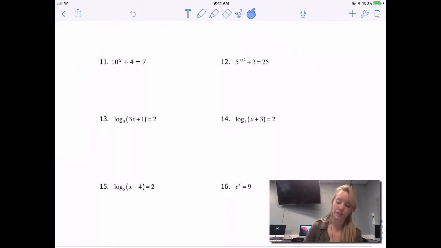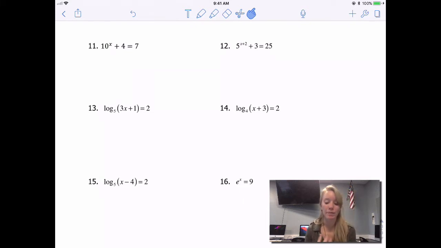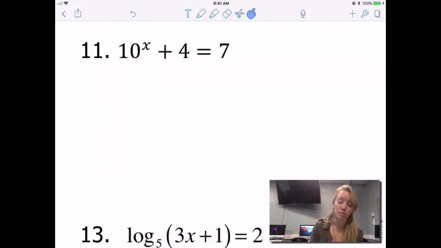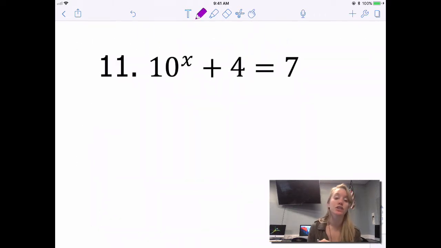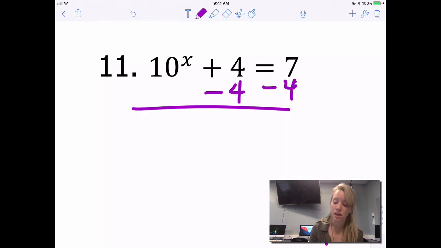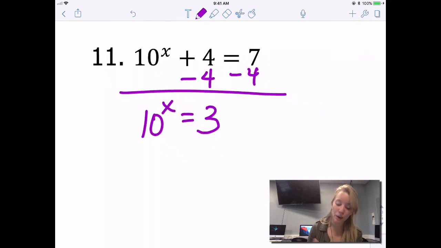Now going on to our second page, if I look at all of these problems, especially numbers 11 and 12, you'll notice that we can't plug these straight into our calculator, and we also can't immediately change into log form. So what I've got to do is actually do PEMDAS backwards. I'll subtract 4 on both sides, get 10 to the x equals 3, and now I have something that I can write in log form.